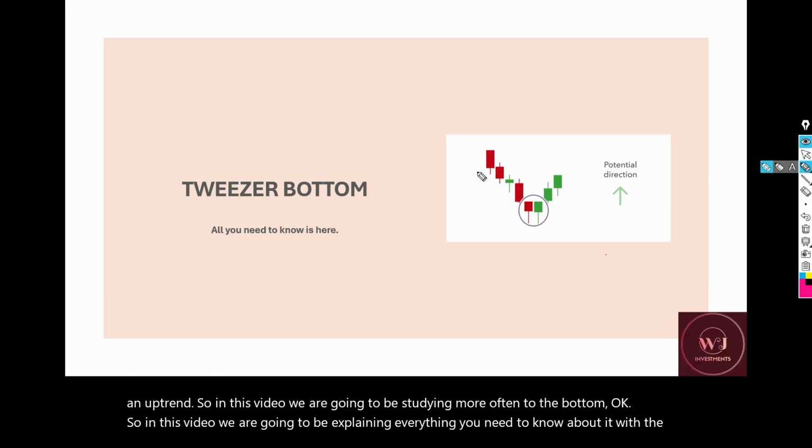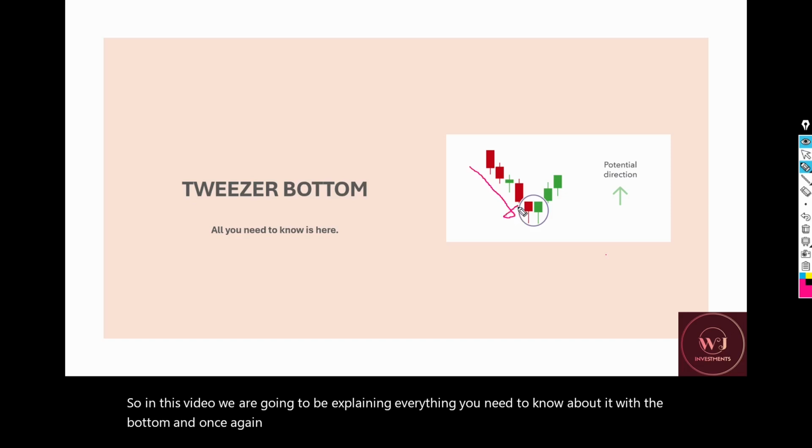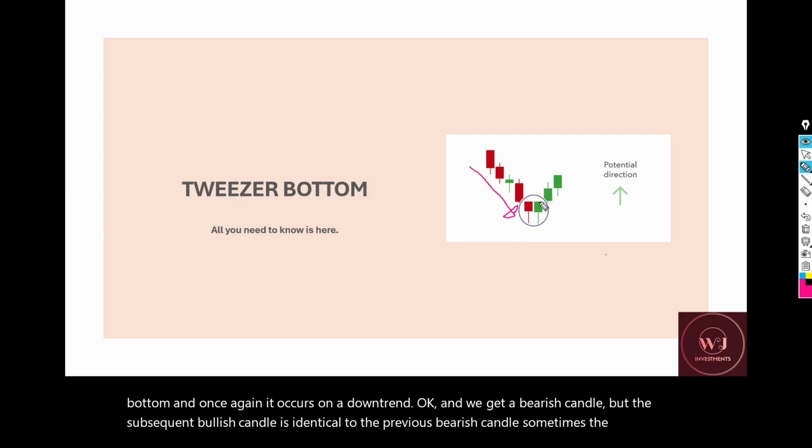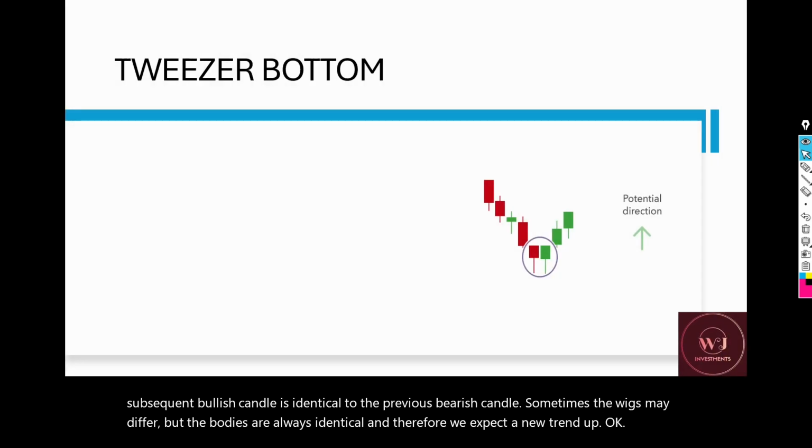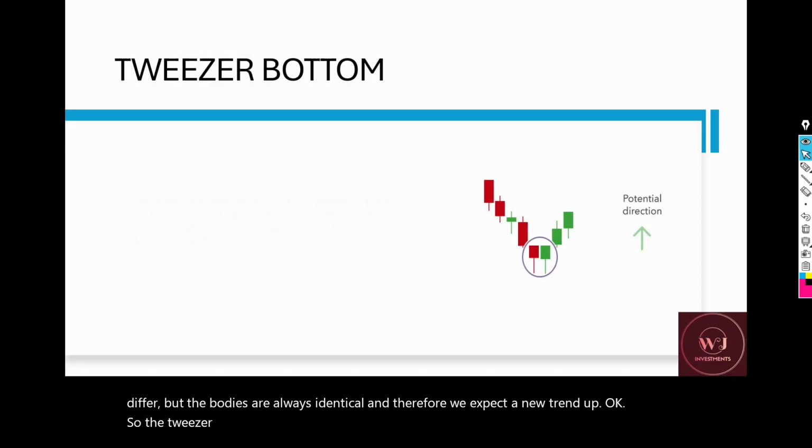And once again, it occurs on a downtrend, okay? And we get a bearish candle, but the subsequent bullish candle is identical to the previous bearish candle. Sometimes the wicks may differ, but the bodies are always identical, and therefore we expect a new trend up. Okay? So the Tweezer bottom, that is how they look.